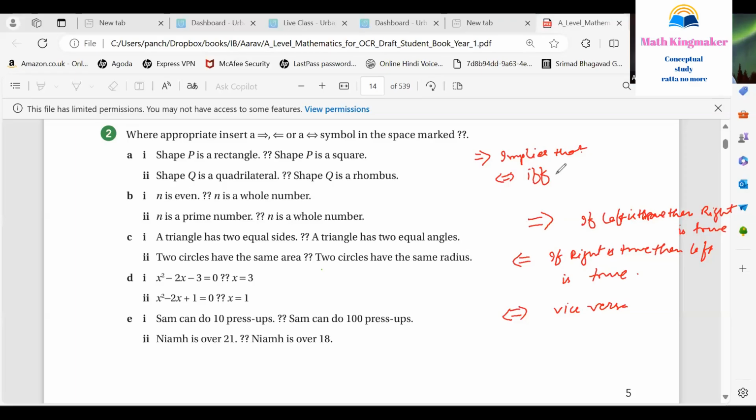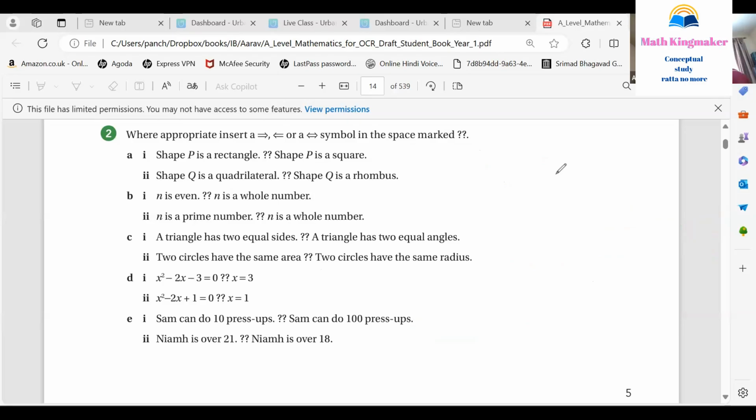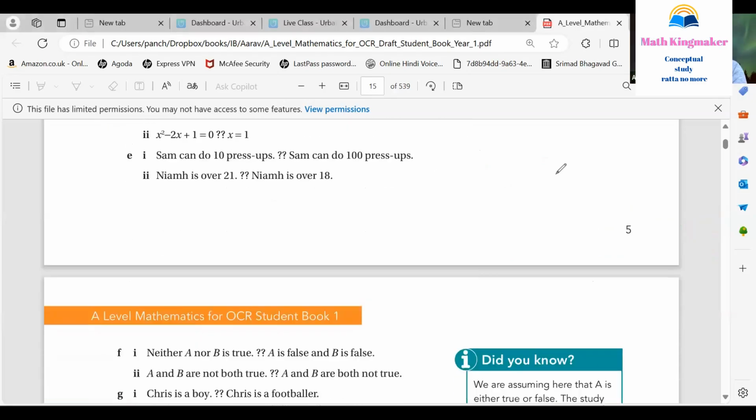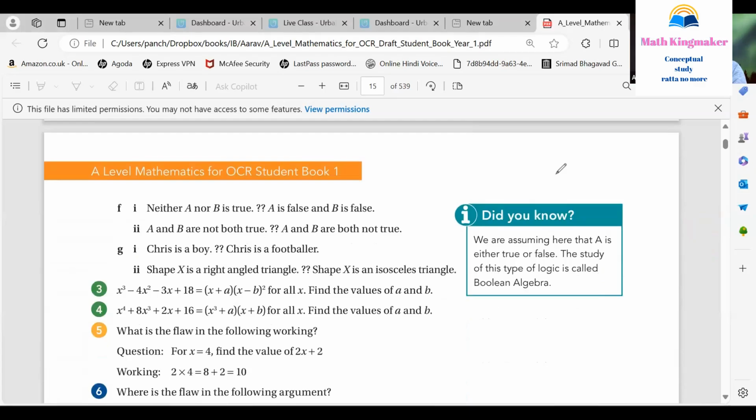Okay. Niam is over 21. Niam is over 18. So this is easy. If Niam is over 21, he has to be over 18. Yes. Okay, that was fine, but that might be different for someone.